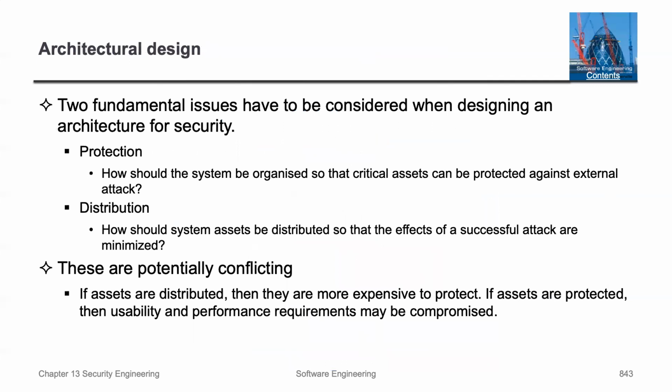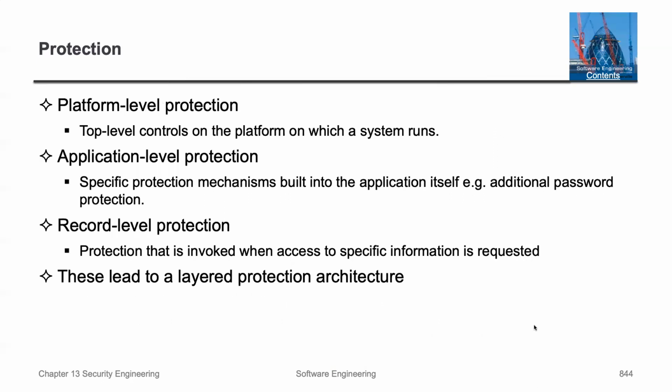For architectural design, two fundamental issues have to be considered when designing an architecture for security, that is protection and distribution. How should the system be organized so that critical assets can be protected against external attacks? And for distribution, how should system assets be distributed so the effects of a successful attack are minimized? These end up being possibly conflicting. If assets are distributed, then there are more expenses to protect. If assets are protected, their usability and performance requirements may be compromised.